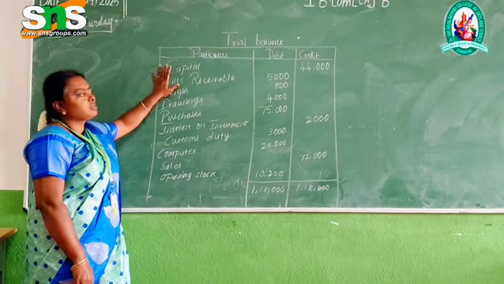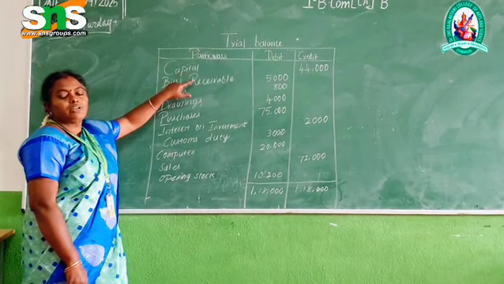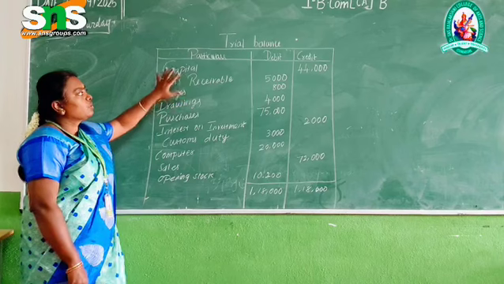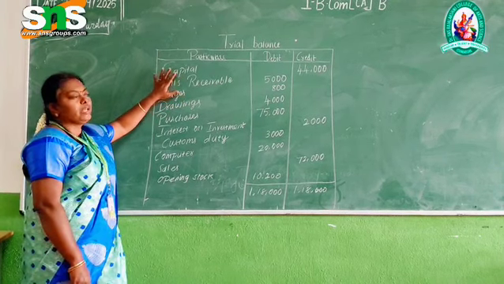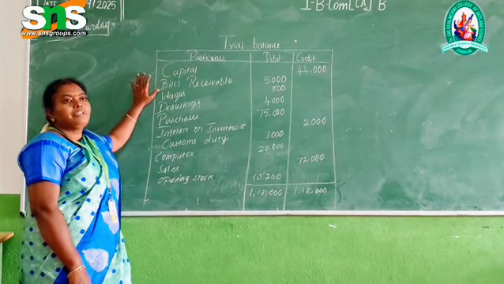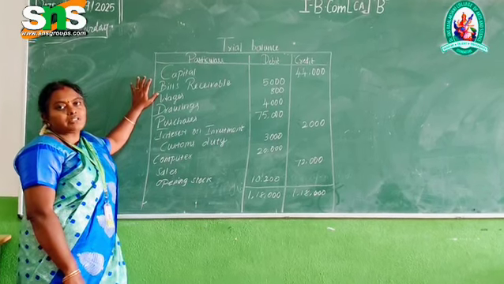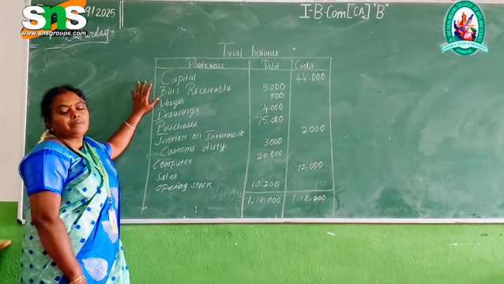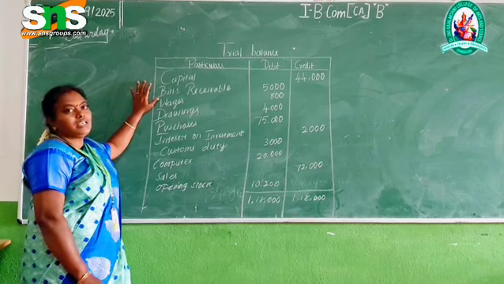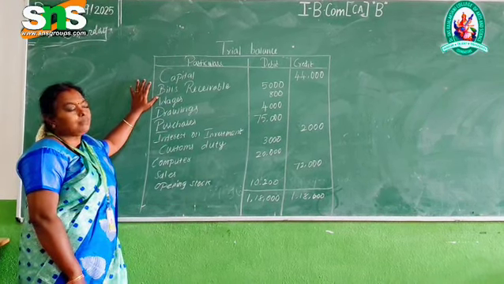In three columns: the first one is capital, the second one is credit. So we are very good about debit and credit. On the debit side we can say all expenses and losses; on the credit side, all incomes and gains. Now we can see each and every category in this slide.